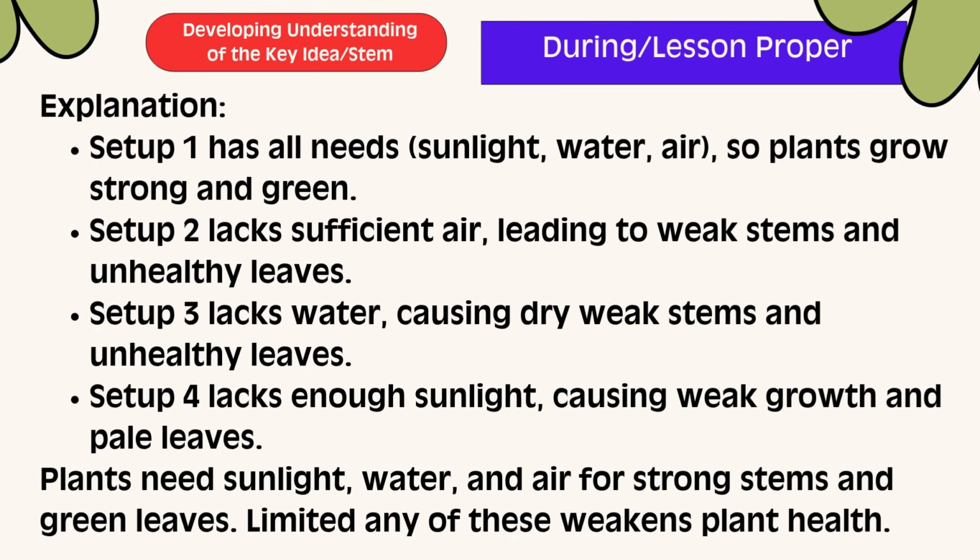Setup 1 has all needs: sunlight, water, and air, so plants grow strong and green. Setup 2 lacks sufficient air, leading to weak stems and unhealthy leaves. Setup 3 lacks water, causing dry, weak stems and unhealthy leaves. Setup 4 lacks enough sunlight, causing weak growth and pale leaves. Plants need sunlight, water, and air for strong stems and green leaves. Limiting any of these weakens plant health.